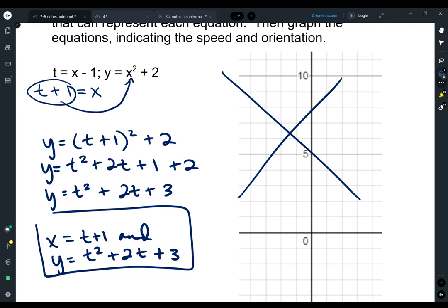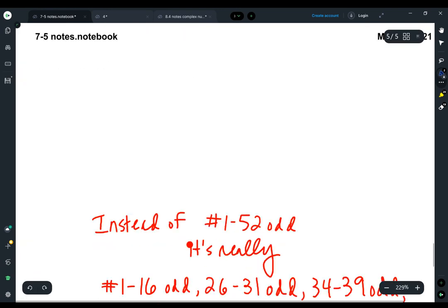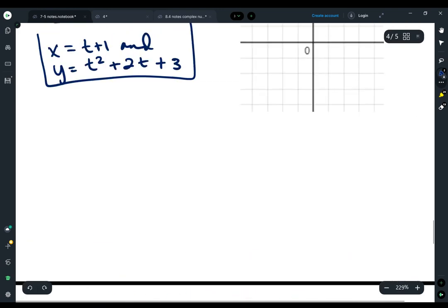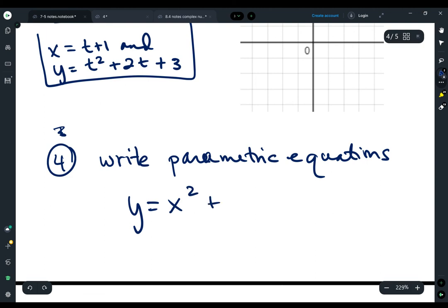The one that we give you to do on a test or a quiz is going to be a little bit more like this. So I do want to add one more. Let's do 4. I think we would be on 4. I don't even know what number this is. Maybe this is our 4th problem. We'll label it 4. On your test, it's going to be something like write parametric equations. And it's going to be really open-ended. It's going to be something like y equals x squared plus 10.